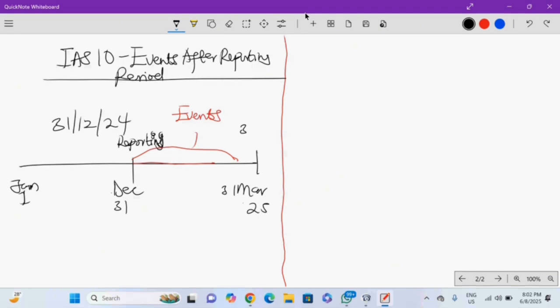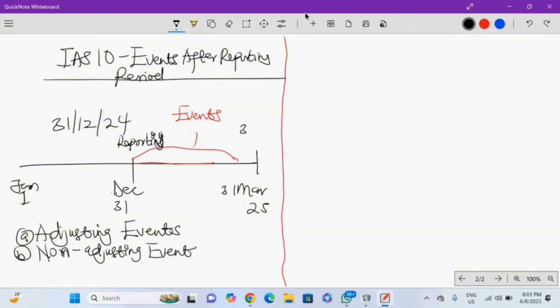The events after the reporting period can be categorized into two. There are two types of events after the reporting period. We have adjusting events. This is one of the easiest standards, very simple and short. And then non-adjusting events. Just listen to the name: adjusting events and non-adjusting events.